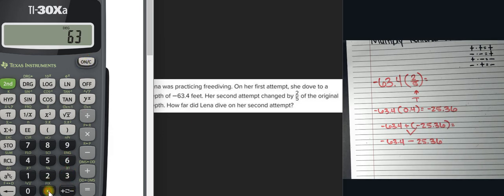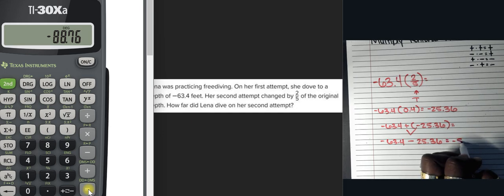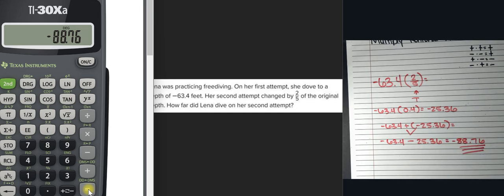We've got 63.4, right? But that's a negative. And then we're going to subtract 25.36. And what do we get? We get negative 88.76. So this is how many feet she has gone on her second dive.